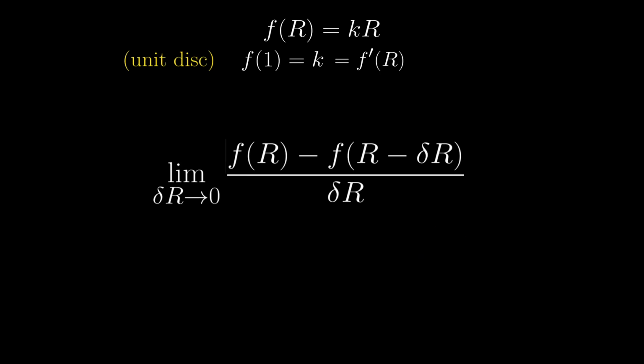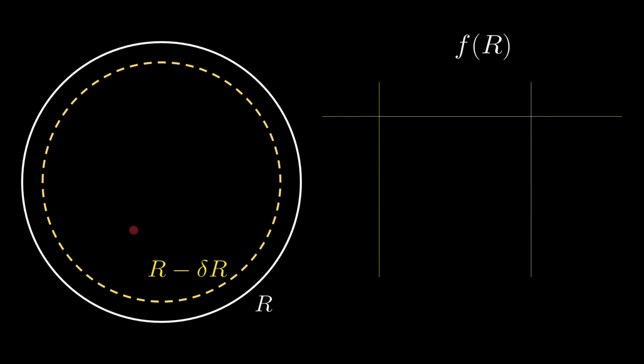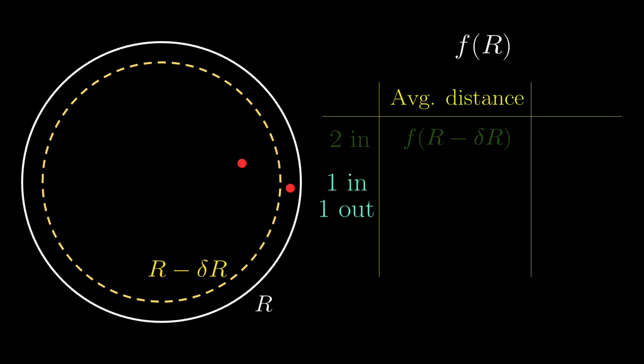Anyway, this suggests that we need to find the relationship between f of r and f of r minus delta r. Let's consider a disk of radius r and another slightly smaller one of radius r minus delta r. Then we write the average distance on the larger disk by breaking down into cases. Case 1. The two random points lie in the inner disk. The average distance in this case is by definition f of r minus delta r. Case 2. One lies inside the inner disk, but the other is in the outer annulus.